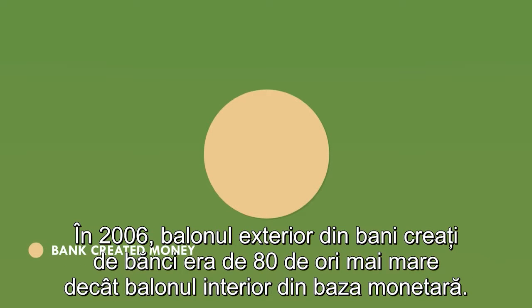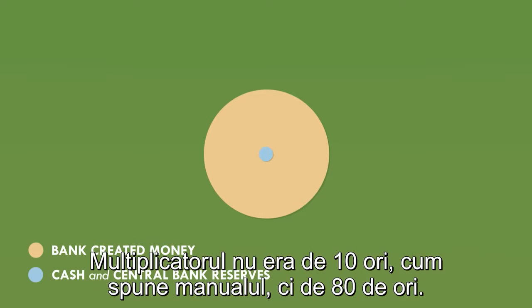We saw this happen before the crisis. In 2006, the outer balloon of bank-created money was 80 times bigger than the inner balloon of base money. The multiplier wasn't 10 times like the textbook models suggest, it was actually 80 times.